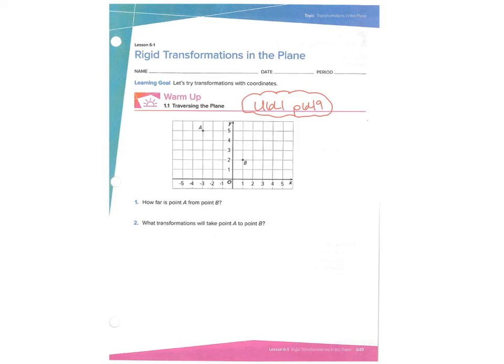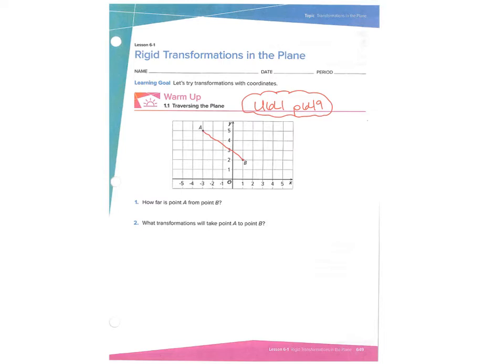Hi Geometry, this is Unit 6, Lesson 1, page 649 of our workbooks. So in this first activity, I want to know how far is point A from point B. So from point A, let's connect it. If you've got a ruler handy, use a ruler, make a nice straight line.